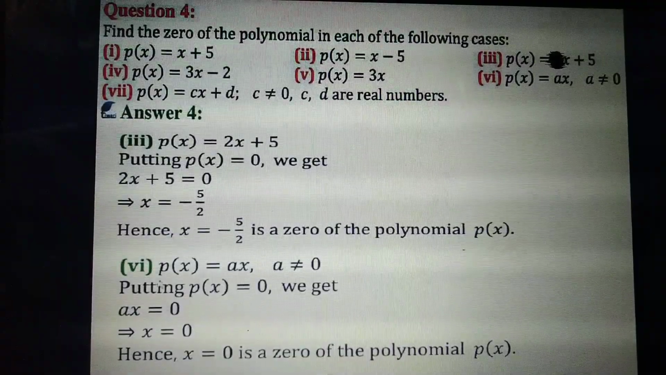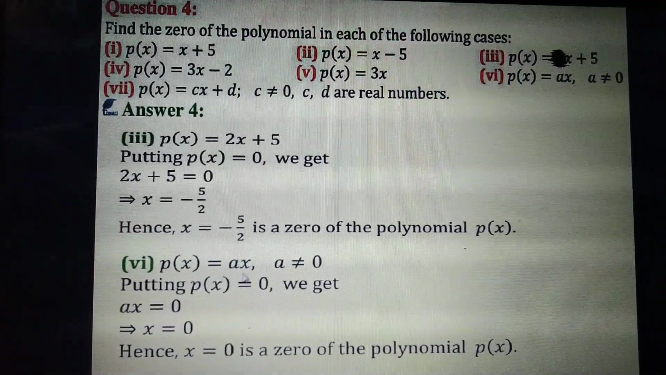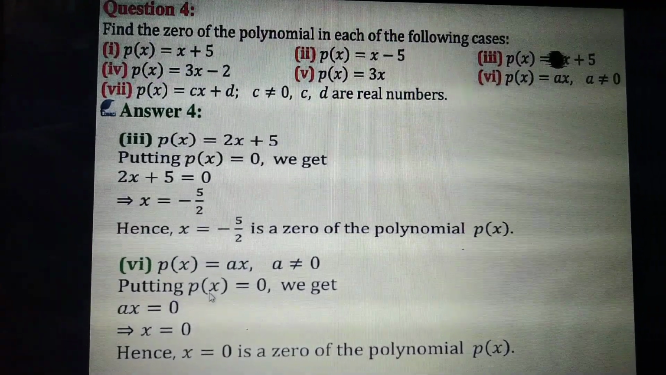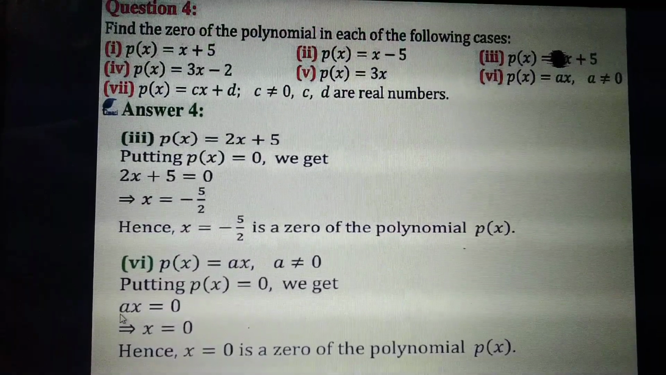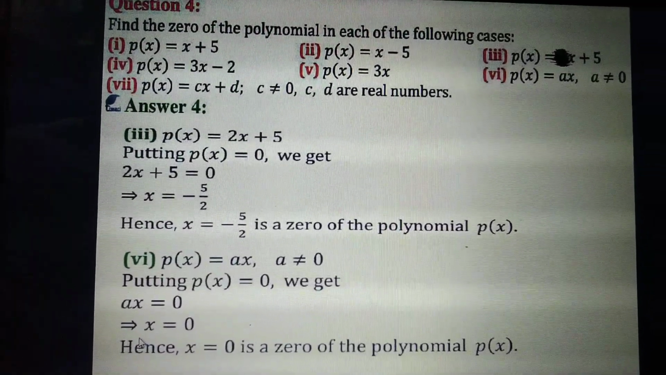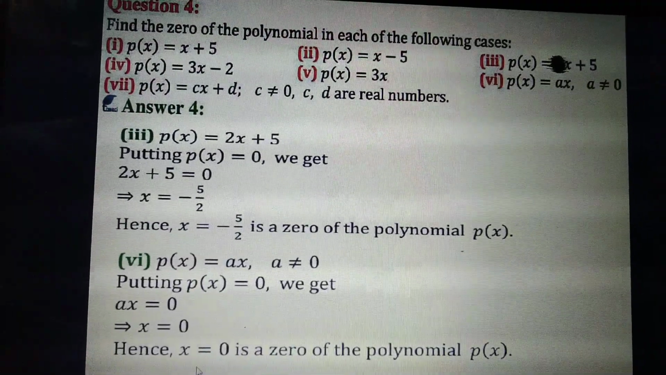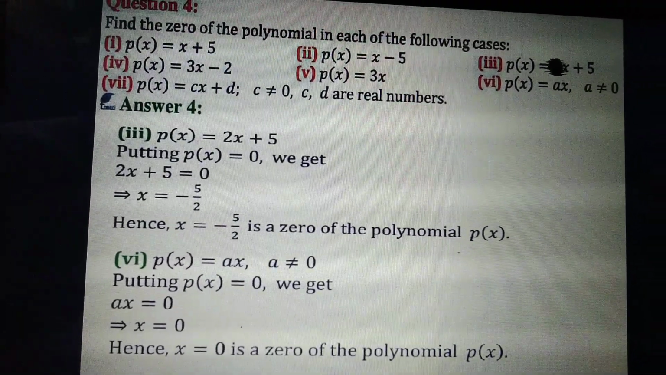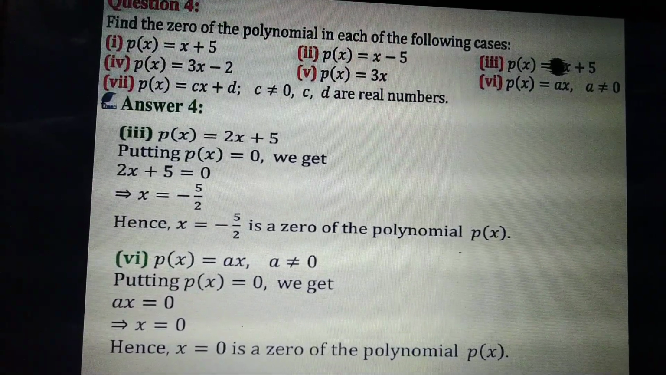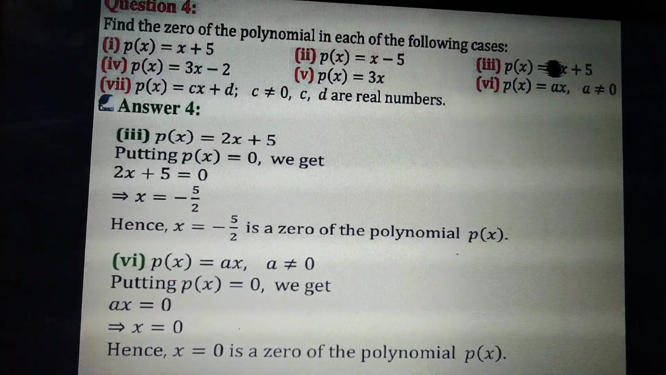Next, sixth sum, P of x equal to ax. Putting P of x equal to 0, we get ax equal to 0, x equal to 0 by a, which is equal to 0. Hence x equal to 0 is the zero of the polynomial P of x.